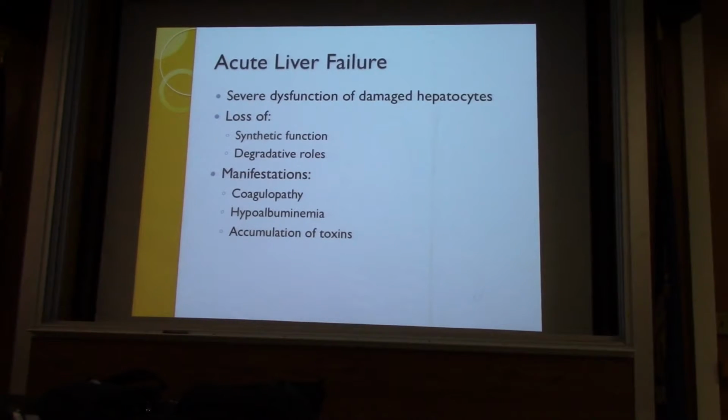All right, so acute liver failure. Like we said earlier, it's the severe dysfunction and damage of the liver cells in an otherwise normal and healthy individual. It's really the loss of synthetic function and the loss of degradative roles, the breaking down of compounds. Based on the liver function, you'll see coagulopathy and hypoalbuminemia, that's the synthetic function, and then you'll see toxins such as ammonia accumulating in the body.